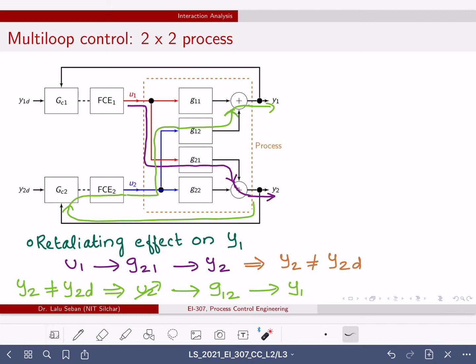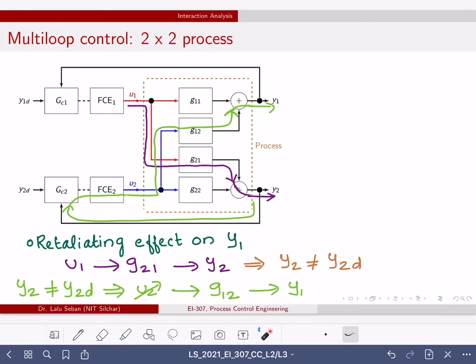So now you see how complex the interaction is. We would be in a much better stage if the effect of G12 and G21 was minimal. If the effect of G12 and G21 was minimal, then this indirect effect as well as the retaliating effect would be minimal, so our controller would perform very nicely. But here, u1 will make a change to correct y1, but once the correction is done, at the same moment it will be shifted again to a wrong value because of u2. Very complicated situation.